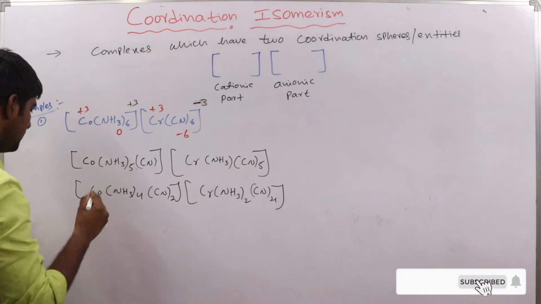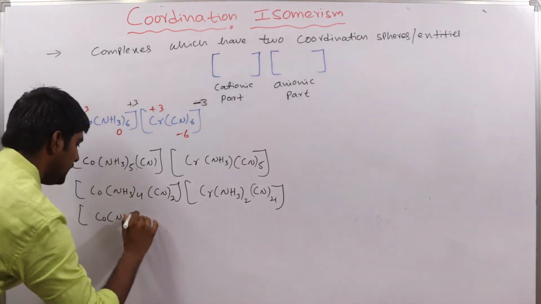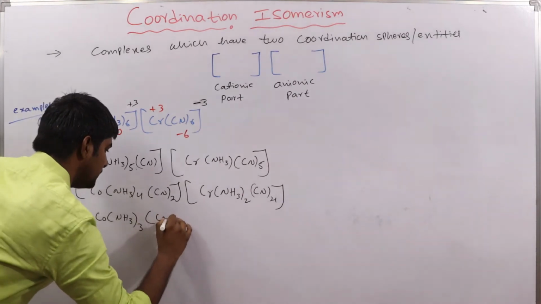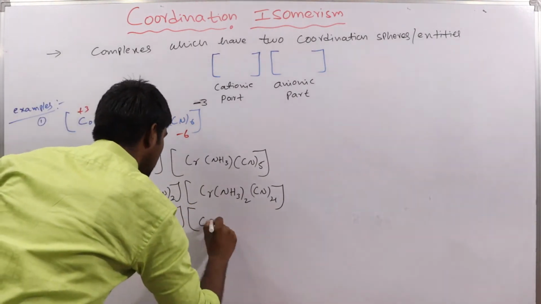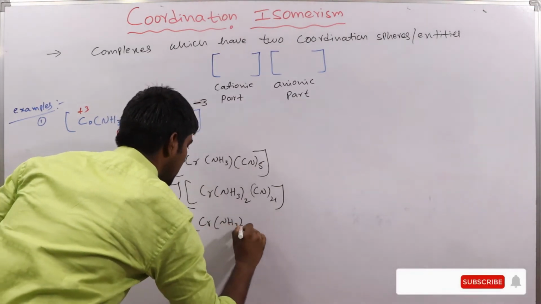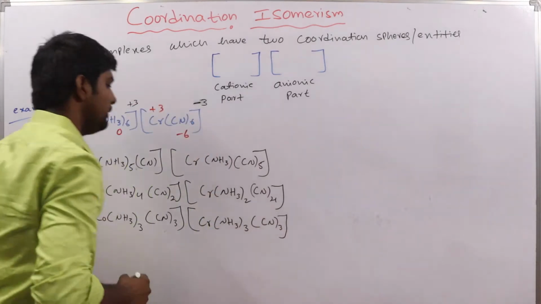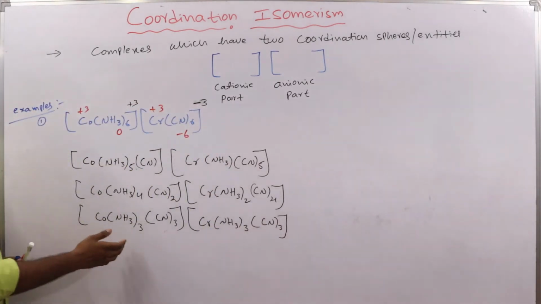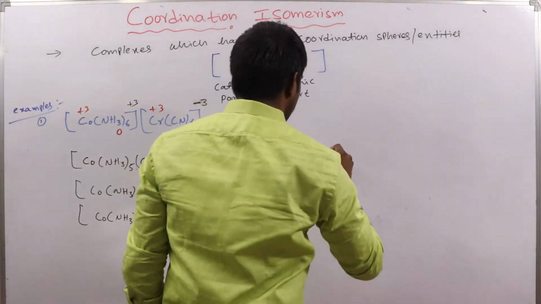Another one is also possible. See here, Co(NH3) taken 3 times, CN taken 3 times, and here similarly Cr(NH3) taken 3 times and CN taken 3 times. This is another possible isomer. And also in the same manner we can write more.